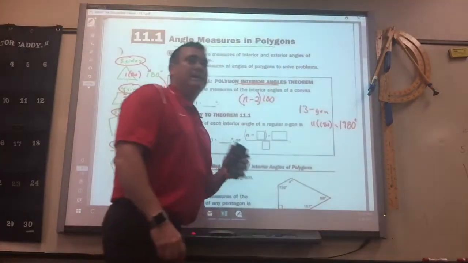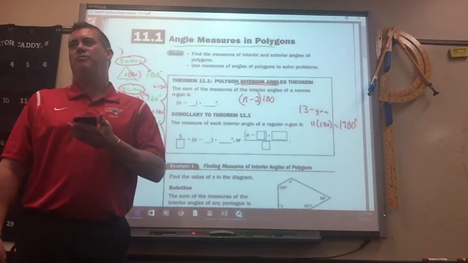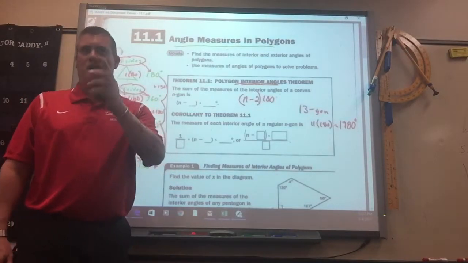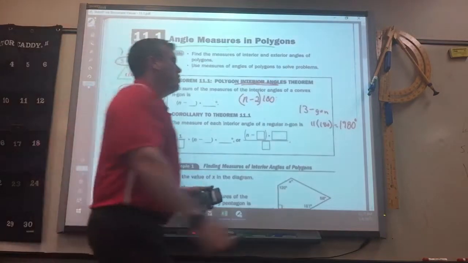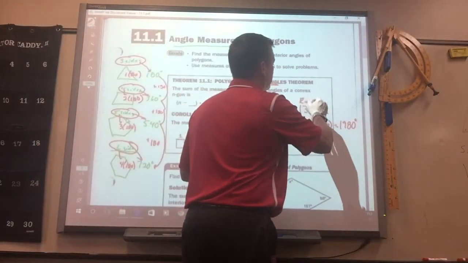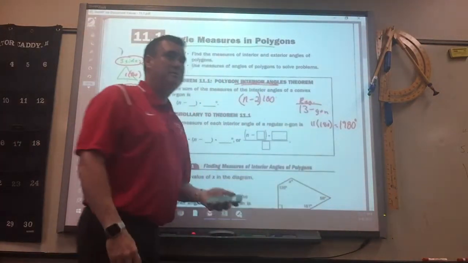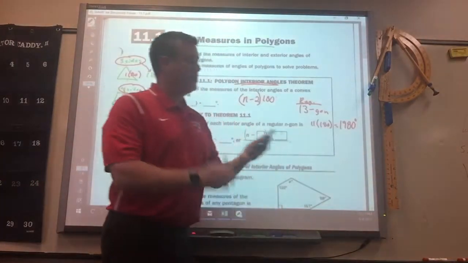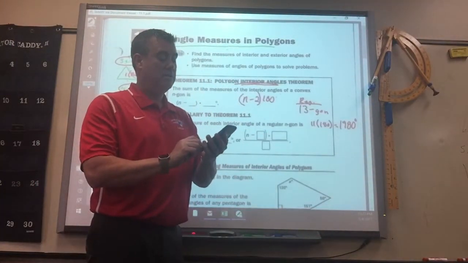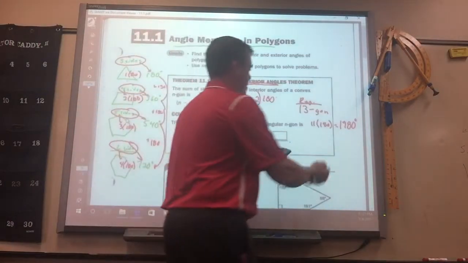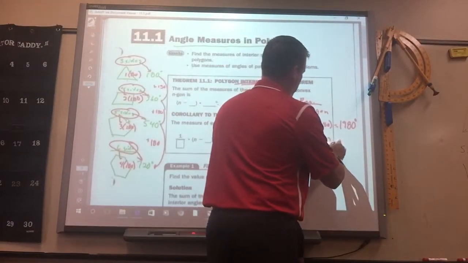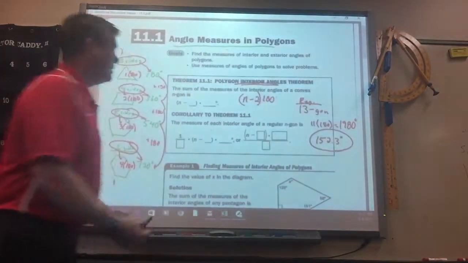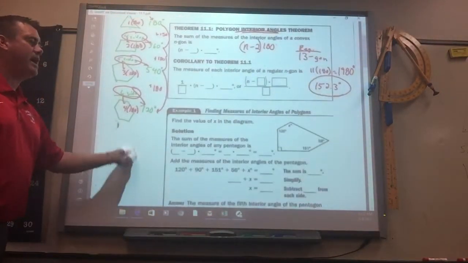Now, if it's a regular, remember what the word regular means? All sides and angles are the same. So if this was a regular 13-gon, could you find what every angle is? Yeah, just divide it by 13. And you'd get a decimal, so we'd round to 152.3 degrees. Okay, this is stuff we have done before.